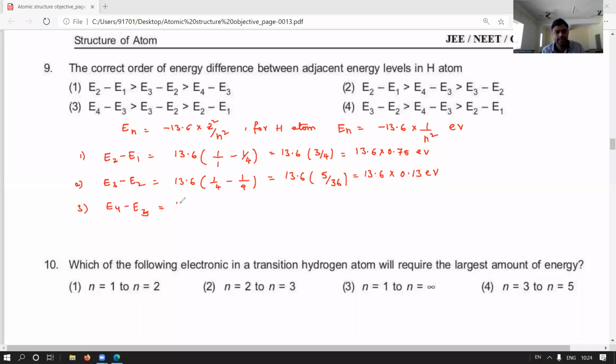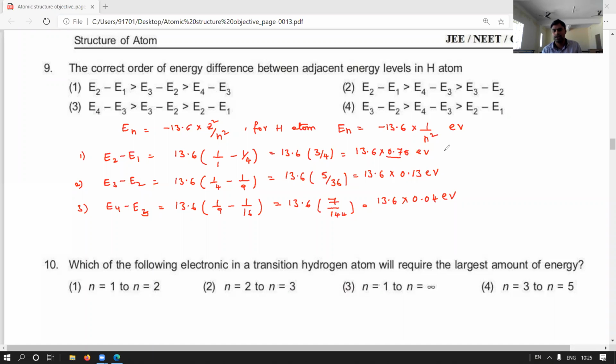E4 minus E3 is 13.6 into 1 by 3 whole square, meaning 1 by 9, minus 1 by 4 whole square, which is 1 by 16. Then the LCM is 9 into 16, and 16 minus 9 is equal to 7. So 13.6 into 7 by 144. On simplification we get 13.6 into approximately 0.04 electron volts. If you observe, 13.6 into 0.75 is more.